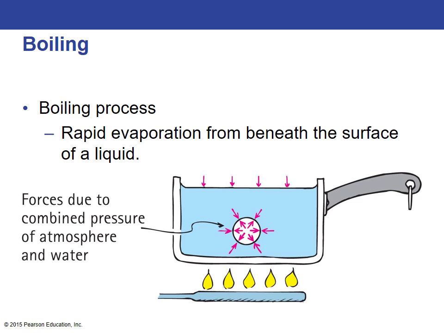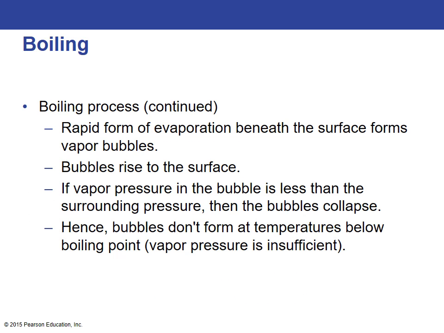Next, let's look at boiling. Boiling is a rapid evaporation from beneath the surface of a liquid. Forces due to the combined pressure of the atmosphere and water will result in the water boiling. This rapid form of evaporation beneath the surface forms vapor bubbles, and vapor bubbles will rise to the surface. If the vapor pressure of the bubbles is less than the surrounding pressure, the bubbles collapse. Hence, the bubbles don't form at temperatures below the boiling point, where vapor pressure is insufficient.